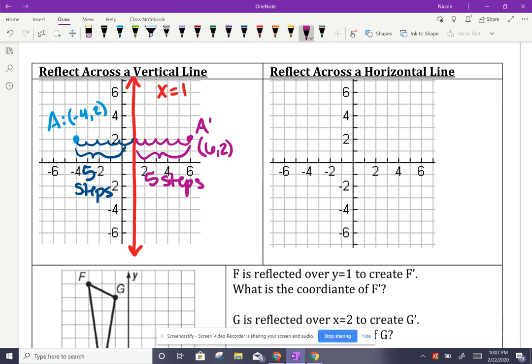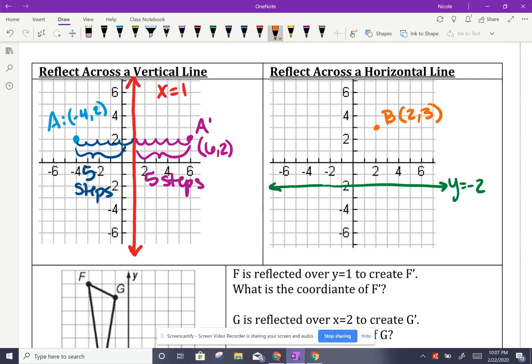Same thing goes for horizontal lines. We follow the same process. So if I say that y is equal to -1, or maybe -2, we'll do -2. -1's kind of in the way. So if y is equal to -2, since it's a horizontal line, I'm going to pick a point B at 2, 3. Here we go. And that's hanging out at 2, 3.